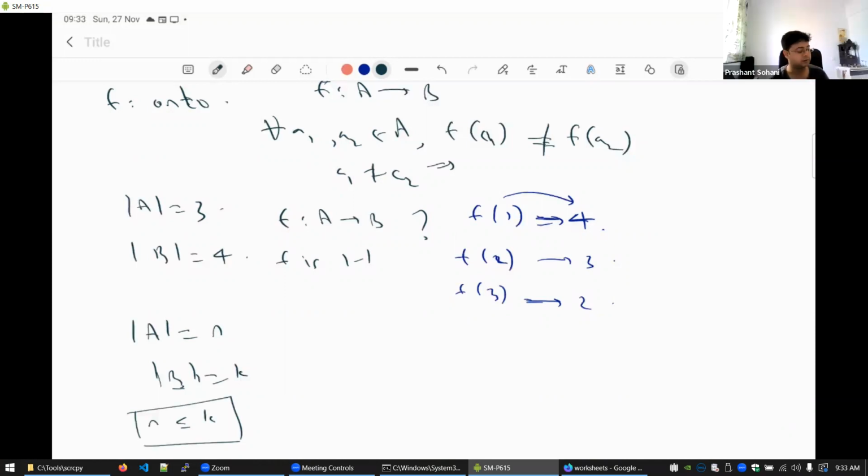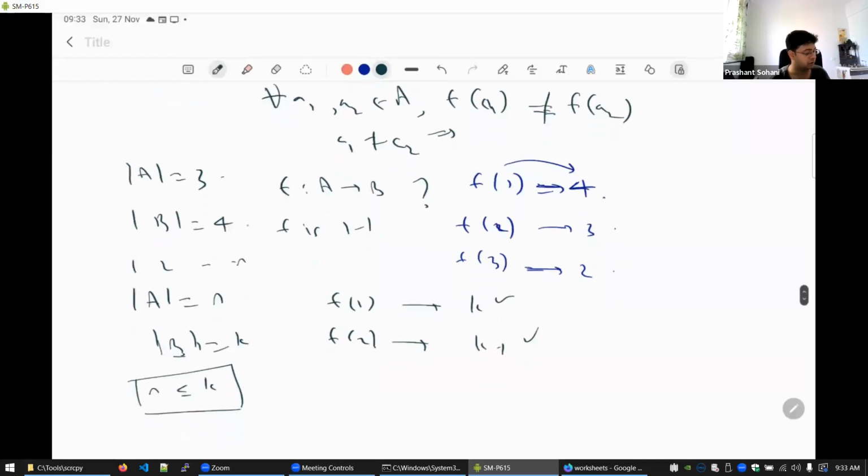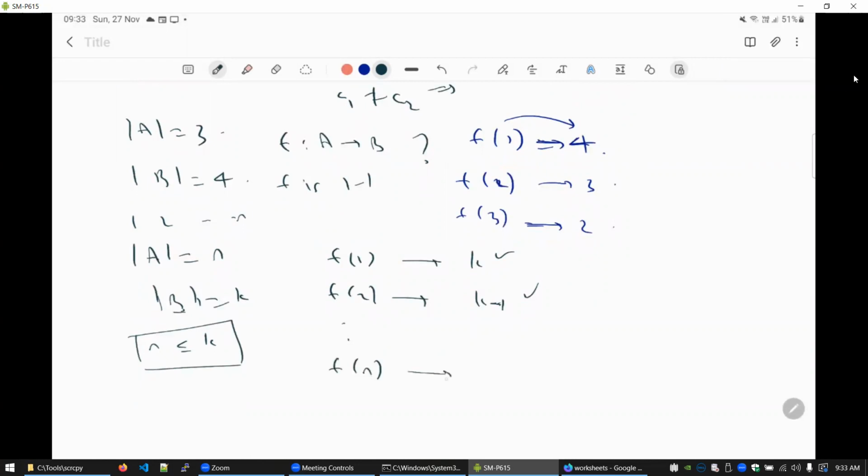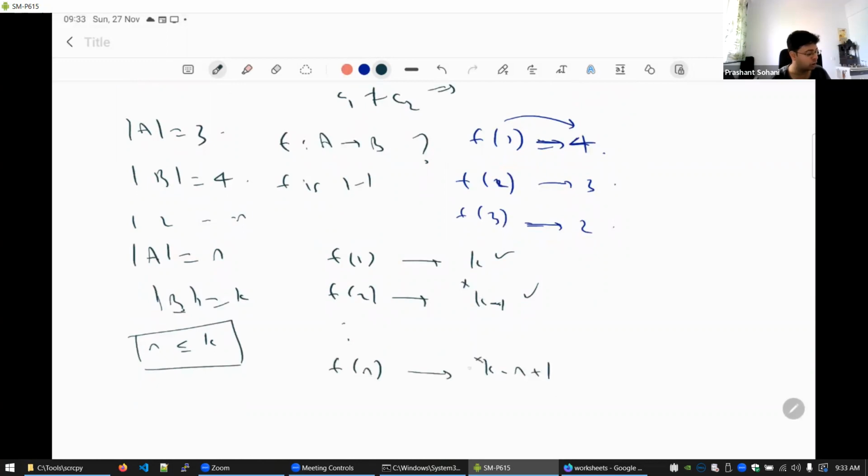But where will that series end? Suppose you have set A as the numbers 1, 2, 3 up to n. The first, f of 1, has k choices. f of 2 has k minus 1 choices, correct? So where will this series end? It will end with f of n, and the last will be k minus n plus 1. So you don't actually go all the way up to 1. So it is not the entire product k factorial, but only a part of that, right?